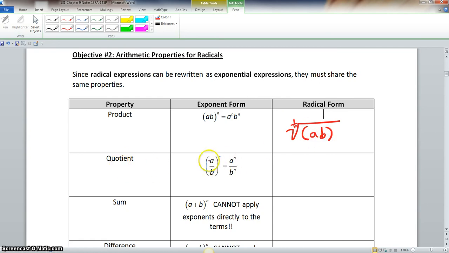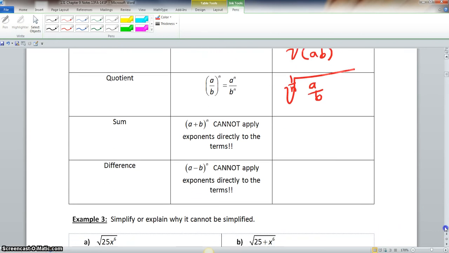It says the quotient. We have a over b to the n power, which is a to the n over b to the n. And this is the same thing as 1 over n, and it'll be a over b under the radical. Now it says sum. It says cannot apply exponents directly to the terms.